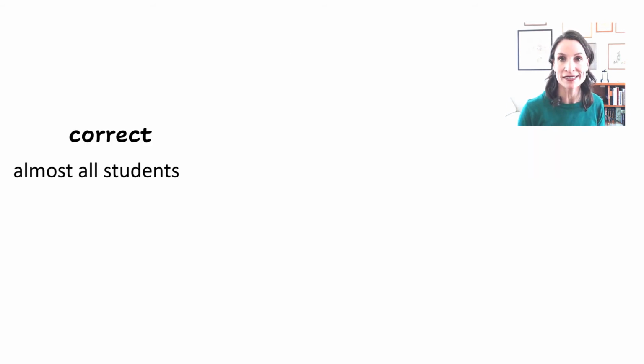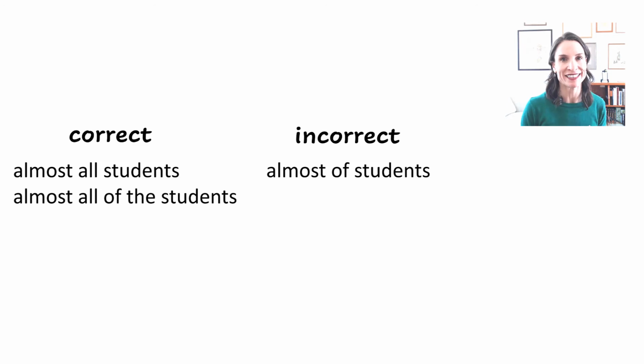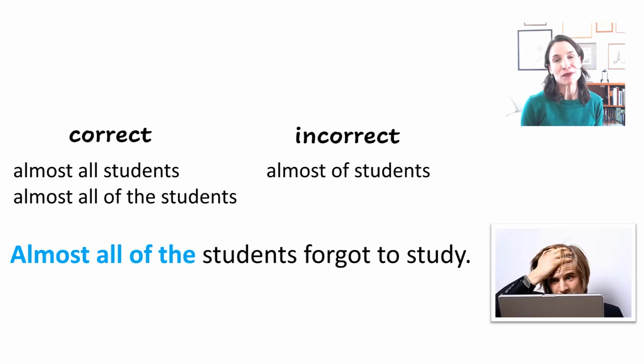So let's compare. This is correct. Almost all students. This is also correct. Almost all of the students. This is incorrect. Almost of students. Almost all of the students forgot to study.